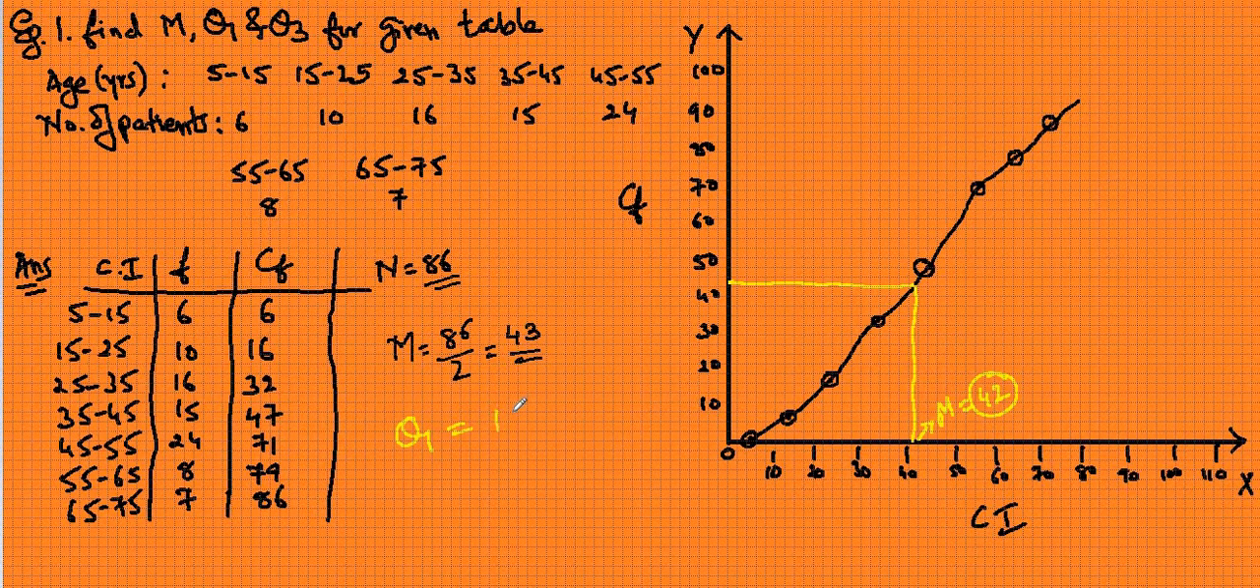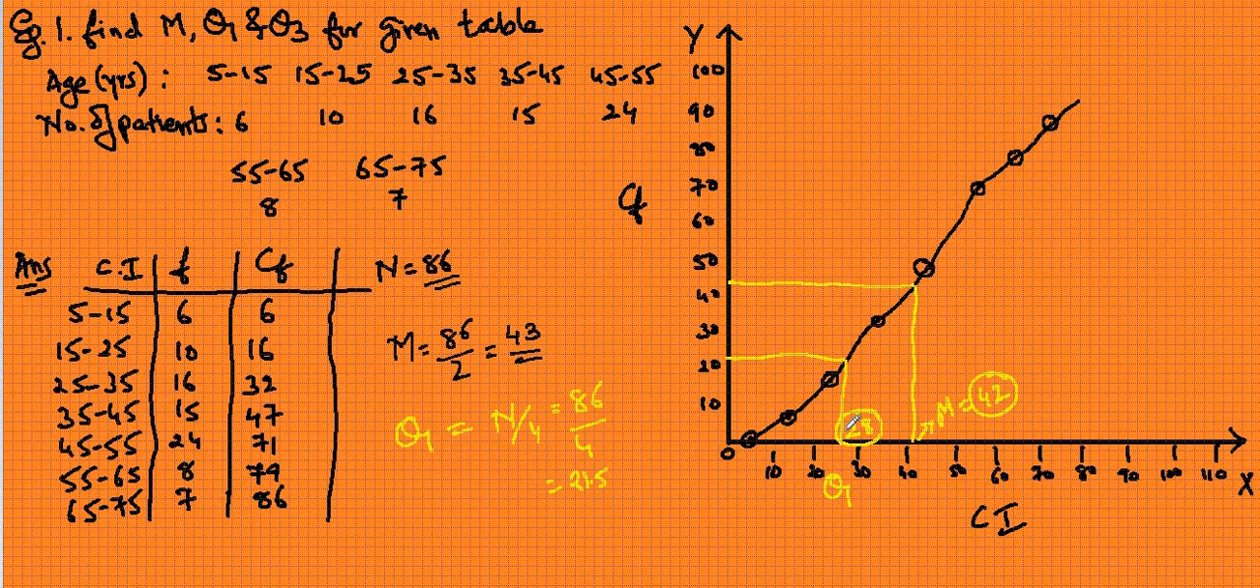Understood? Let us go for Q1. Q1 is the lower quartile, so n upon 4, that is 86 upon 4, which is equal to 21.5. So 21.5 comes here somewhere around. So this is my Q1. How much does it come up to? Nearly 28. So this is my 28.